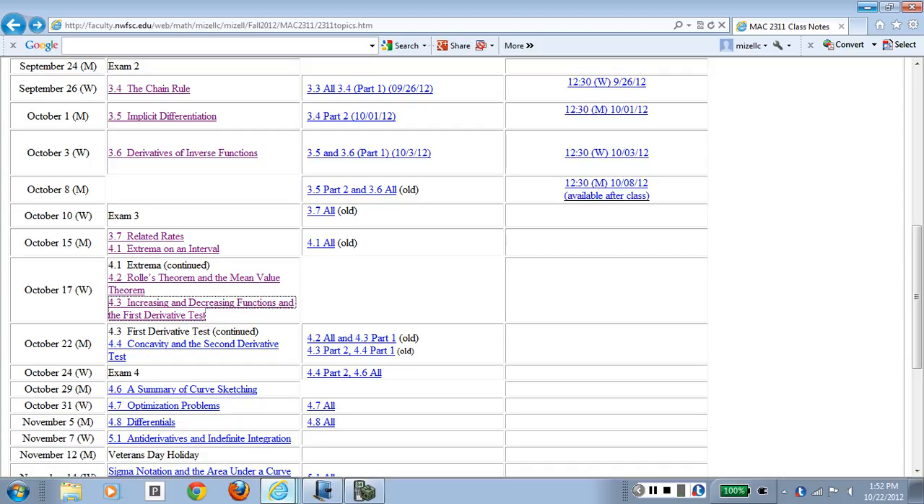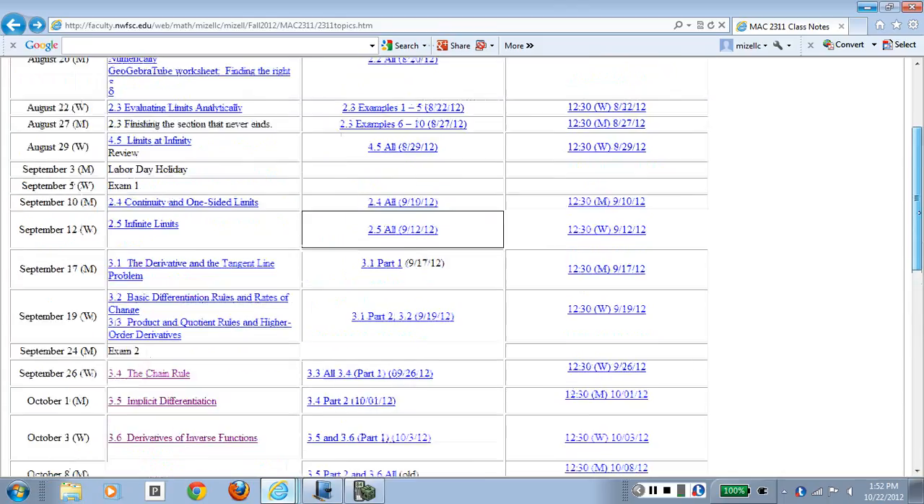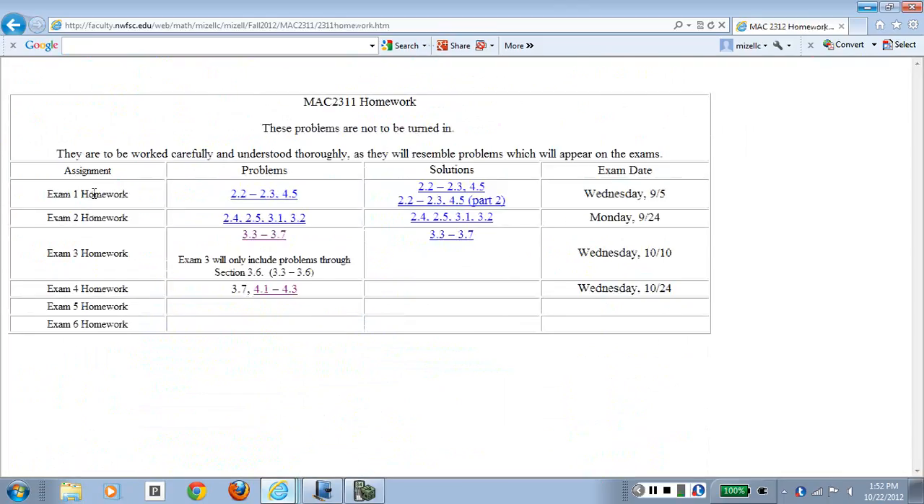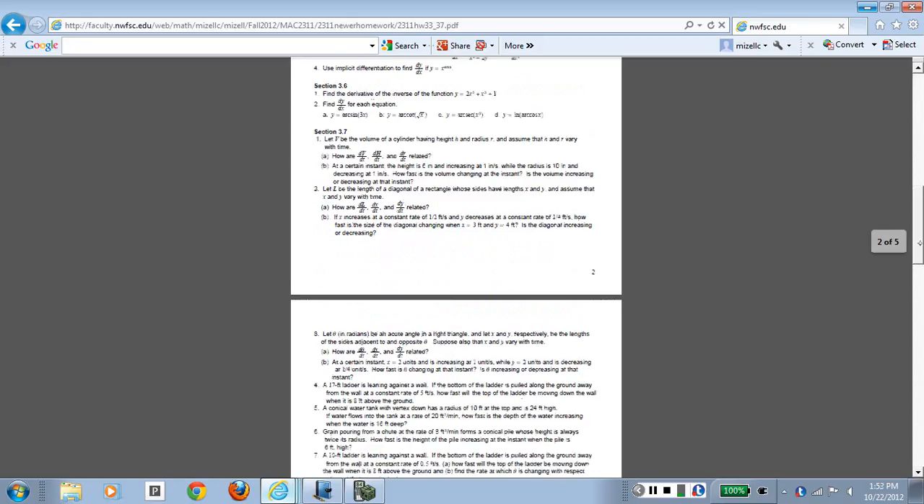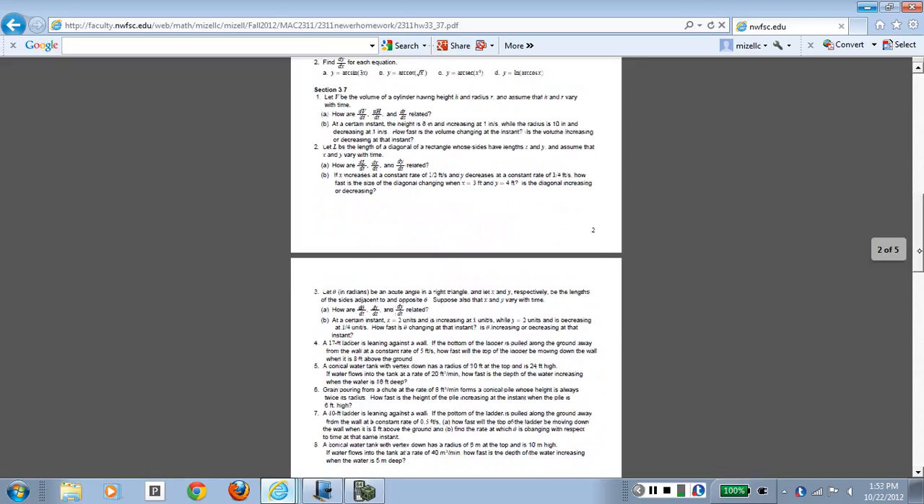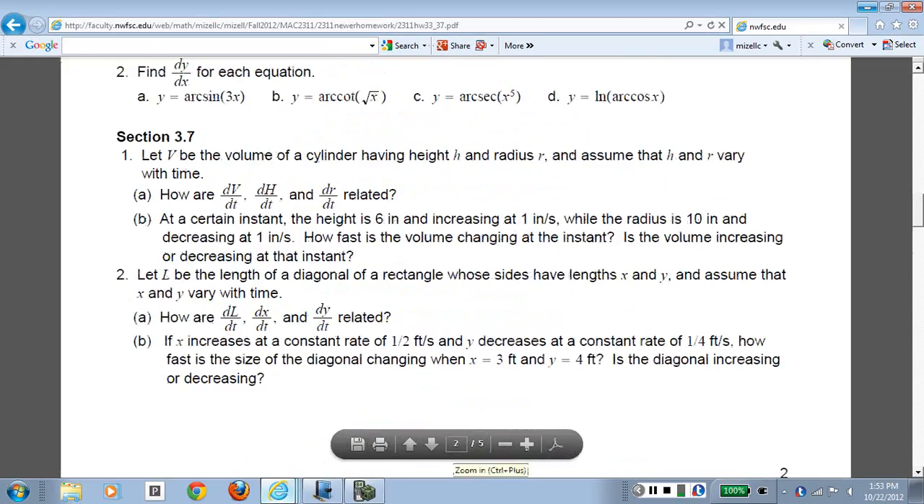What question should we do for 3.7? Those ones that I listed in the homework for last time. If you go there and click on the exam 3 homework, just pick up with those. It was the related rates problems, the relationship between the volume, height, radius, and length of a cylinder, and formulas.